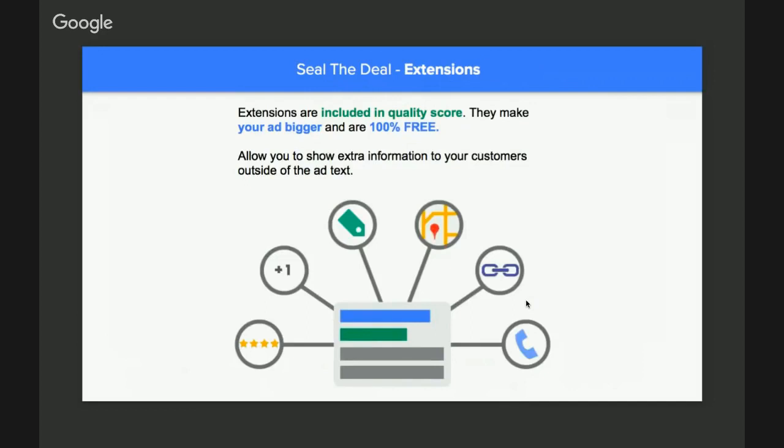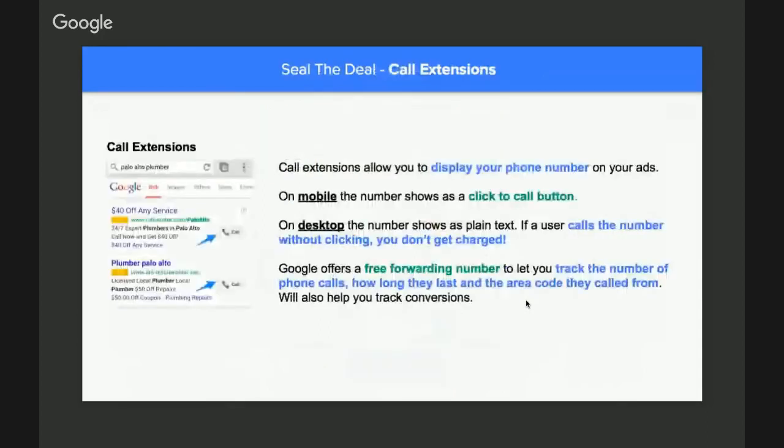So lastly, I want to talk about these extensions that I mentioned before. The extensions are included in Quality Score. They make your ad bigger and are 100% free. So there is no reason not to add all of the extensions that at least make sense for your business. And I'm going to go through them really quickly now.